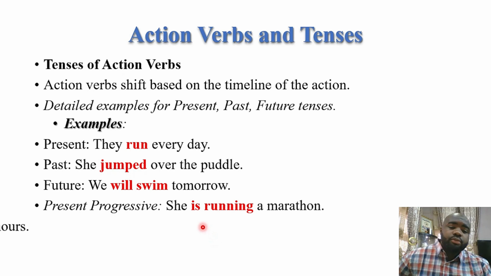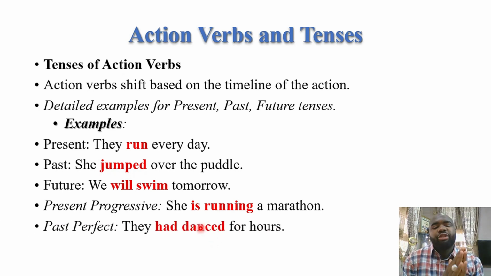We also have the past perfect. They had danced for hours. It happened in the past, but it's trying to connect what has happened to something that will happen in the future, connecting the past with the present. It shows the sequence of action. That's what past perfect signifies.